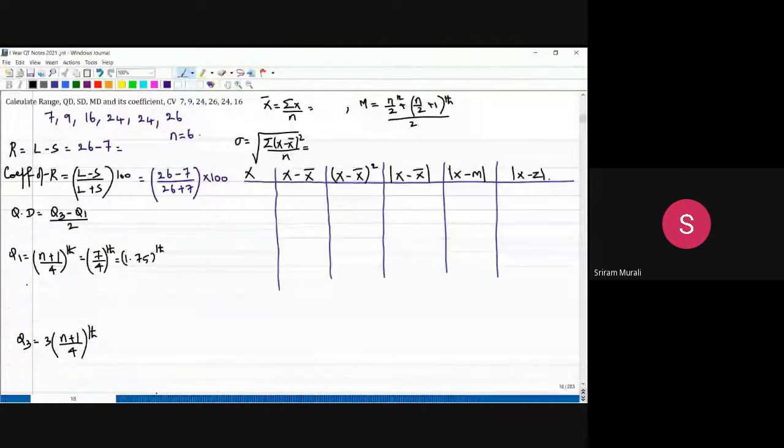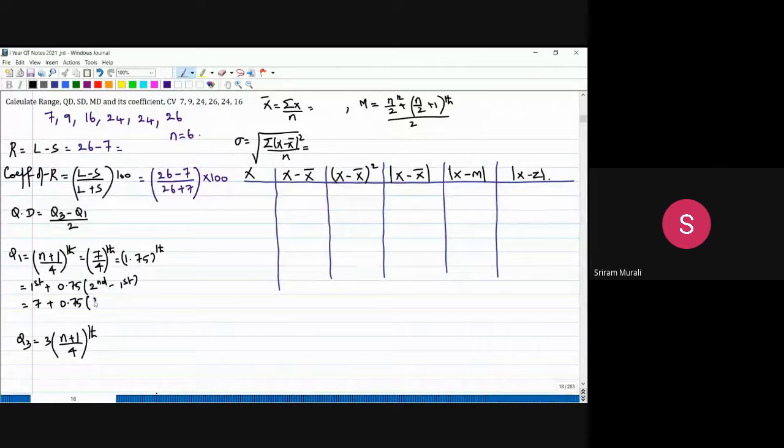1.75 means it is the first observation plus 0.75 into, at maximum it will go to the second minus the first. So what is the first observation in my order? 7, plus 0.75 into the second observation, which is 9 minus 7. So simplify. In the same way, you find Q3.